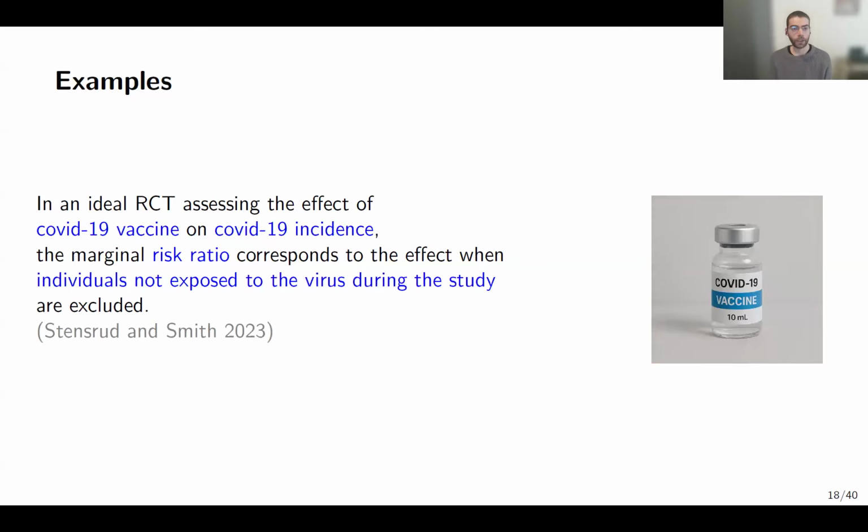Or another example, this is from Stanford-Smith, very similar to the face mask example. So if you have a randomized trial to assess the effect of COVID-19 vaccine on COVID-19 incidence, now you calculate the risk ratio from the trial, and this risk ratio will correspond to the effect once you exclude individuals who were not exposed to the virus during the study period. And even though you do not necessarily know who these people are, again.